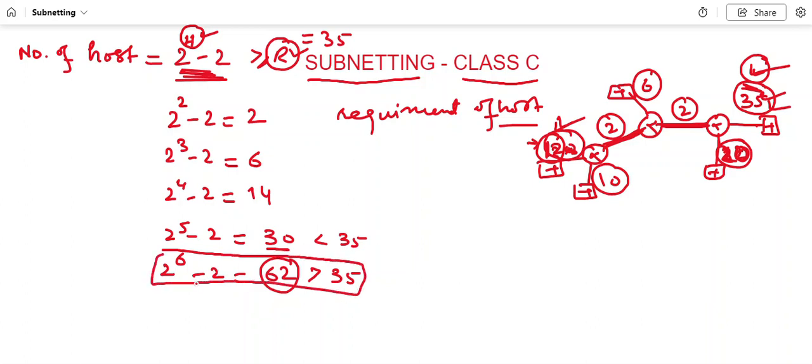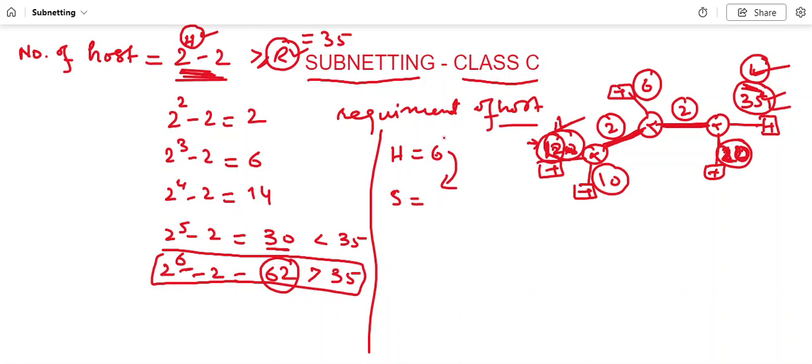Okay, 2 power 6. So 6 means H. H is equal to 6. Now with the help of this H, we will get the value of S. S means subnets, as we have studied in our previous lecture. S means the number of subnet bits.